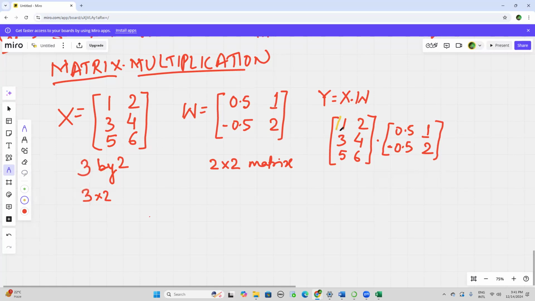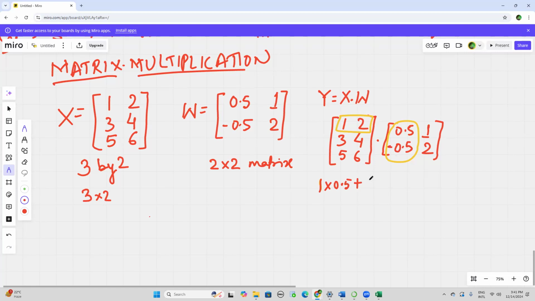Matrix multiplication means the first row from here will be multiplied with the first column from here. Okay. So this one has to be multiplied with 0.5. So I will write here 1 into 0.5. This first element 1 will be multiplied by this first element 0.5. Then plus sign, and this 2 has to be multiplied by minus 0.5.